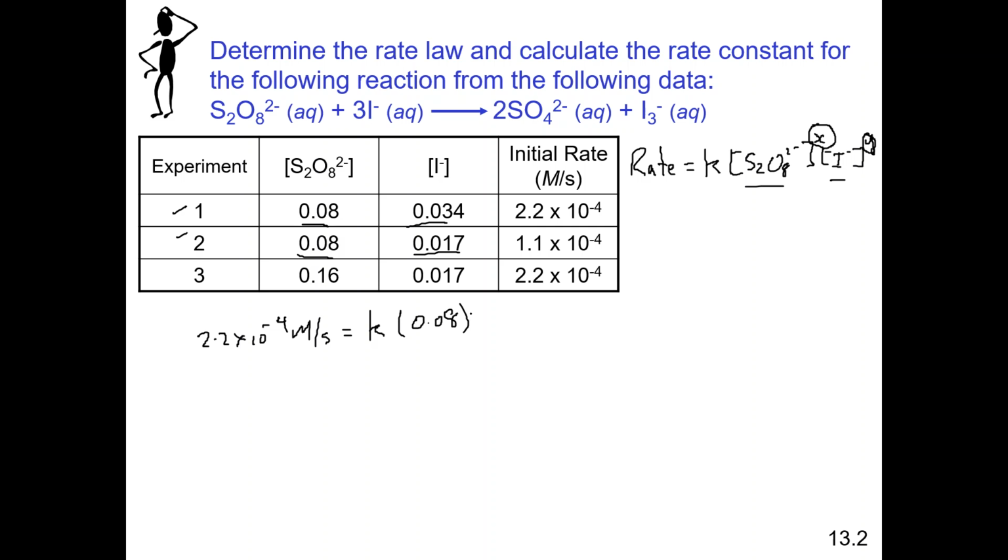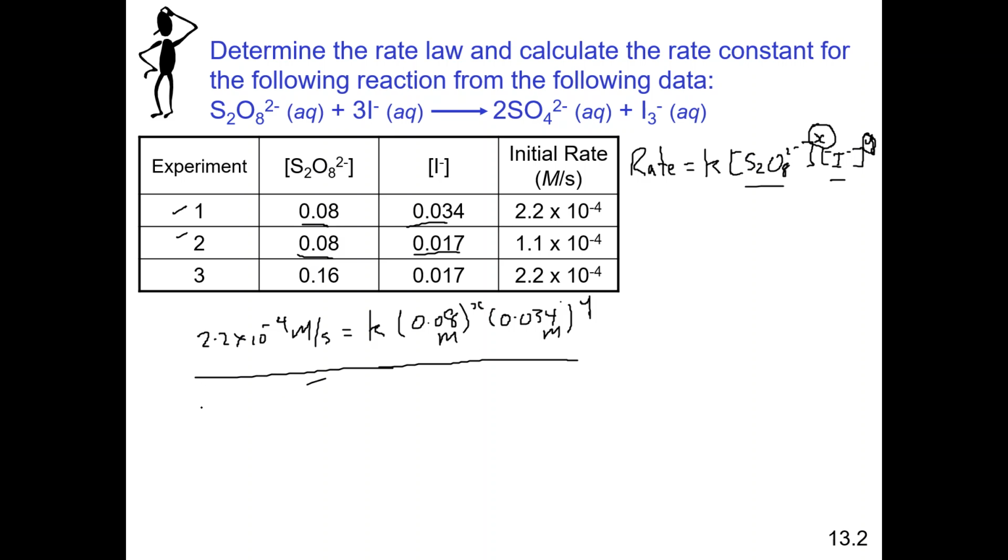0.08 raised to the x times 0.034 raised to the y. Strictly speaking, I should include the units here, but they will cancel out anyway, as you're going to see shortly. But you need to include the units. So that's what I did when I plugged in the numbers from experiment 1 into the hypothetical rate law. Then I'm going to do the same thing for experiment number 2.